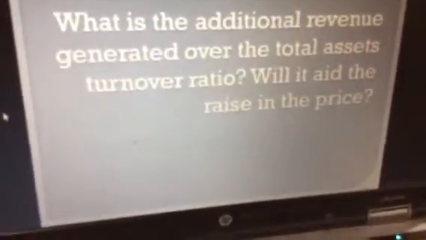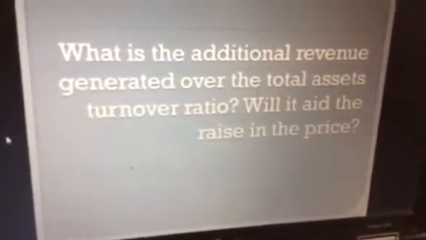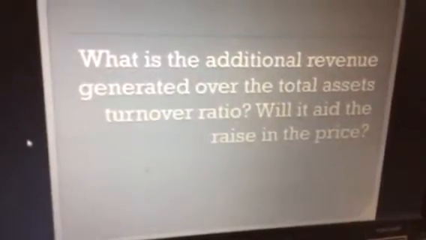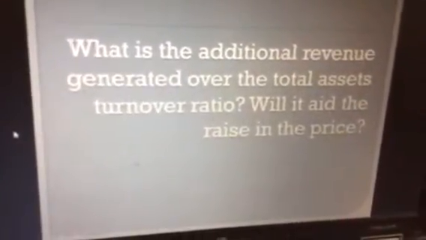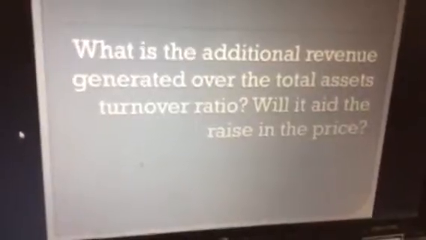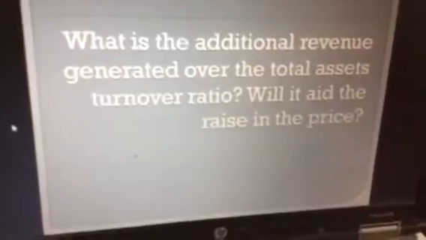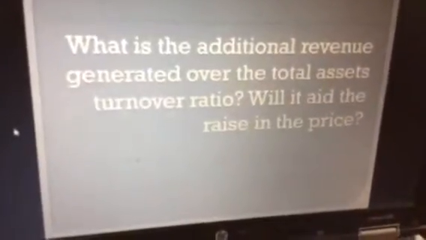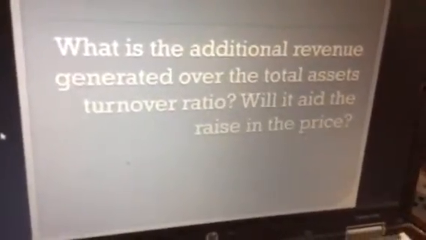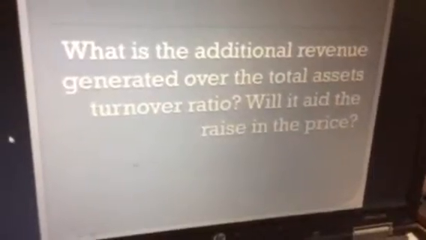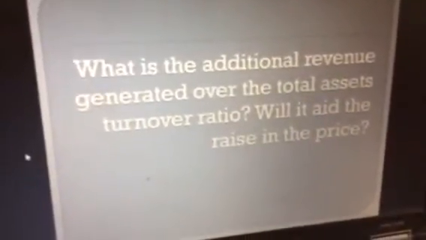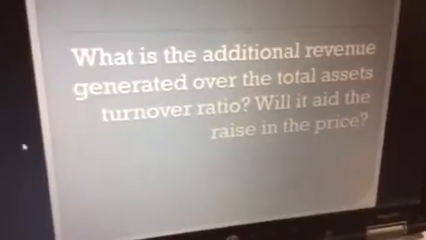Now, what is the additional revenue generated over the total assets turnover ratio? Will it aid the rise in prices? So you have to discuss the additional revenue generated. It's not just the normal business, but many times every company has other sources of additional revenue generation using the total assets. Wherever they are not used for the company purpose, they can use them for some other purpose and raise additional revenue.